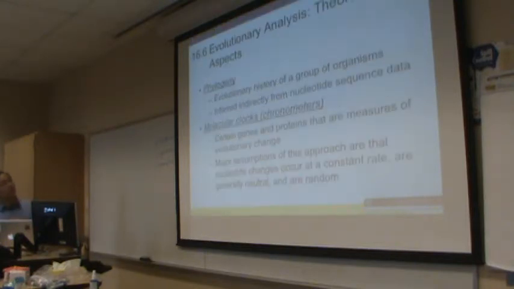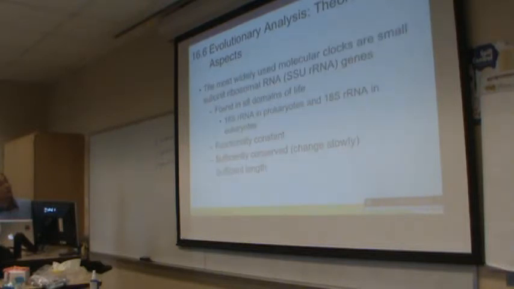So it turns out, if you want to generate a tree, we have to use protein translation, that's the most conserved component. And protein translation uses RNA as part of the component. So ribosomal RNA is actually one of the most conserved components. So the small ribosomal subunit RNA gene is the one we use to generate the tree.